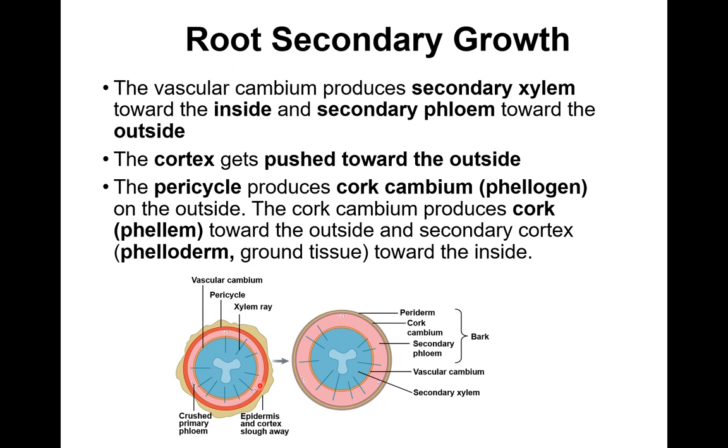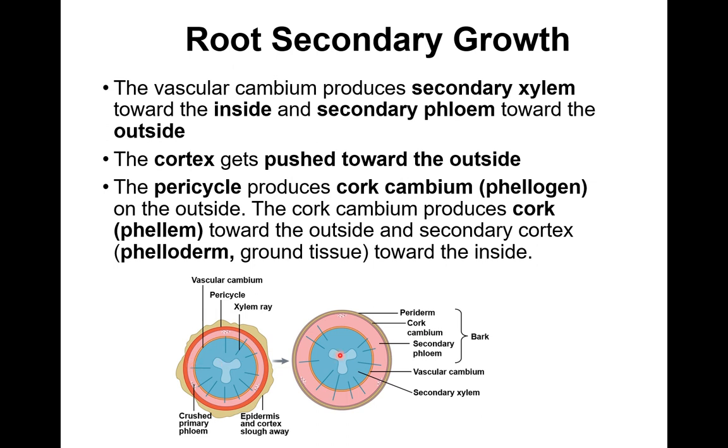By doing that, it is basically forming a ring ultimately, where you have the primary xylem here and all the secondary xylem here. So this will be the vascular cambium at this point, after a few seasons. And then you have here the secondary phloem that gets produced towards the outside by the vascular cambium, similar to what's happening in the stem at this point.